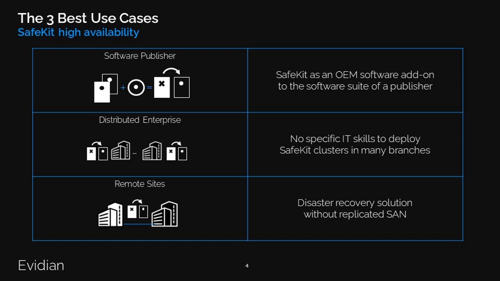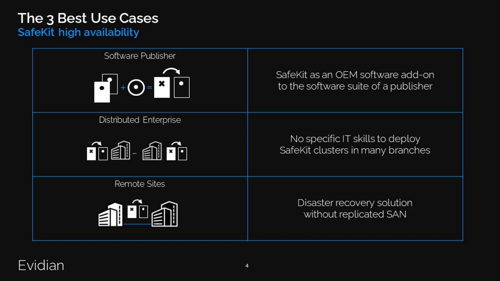The second case is the enterprise, searching for a high availability solution, easy to deploy in many sites. Most often, the wish expressed is to avoid the need for very skilled people to deploy and manage clusters. SafeKit customers deploy easily dozens of clusters on Windows and Unix.